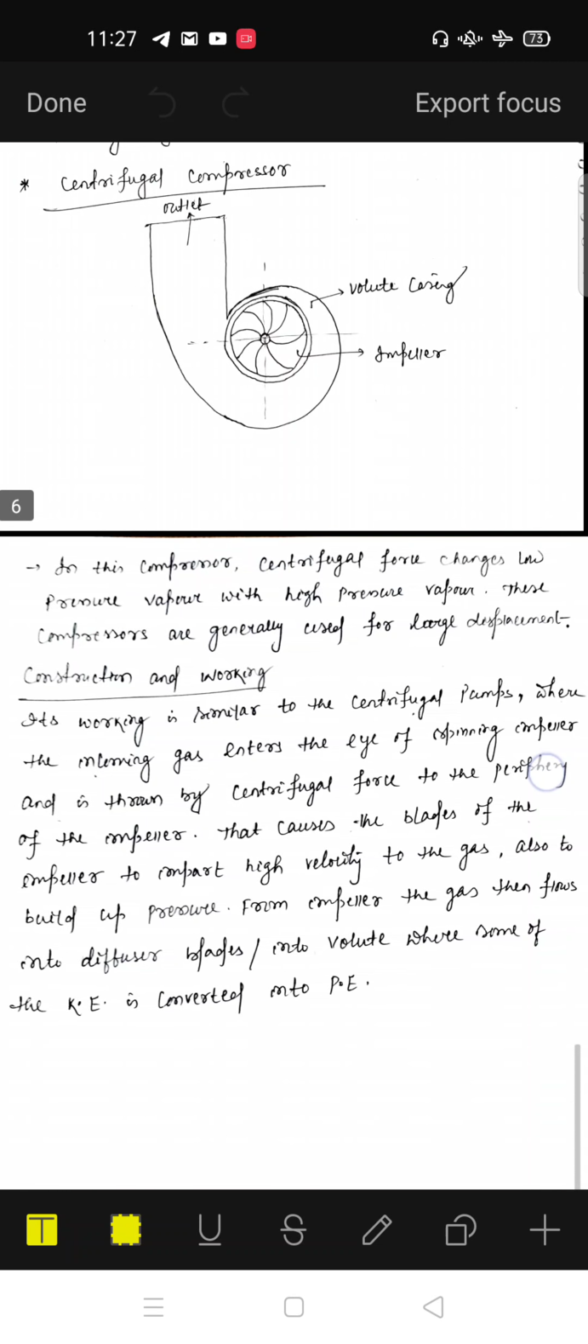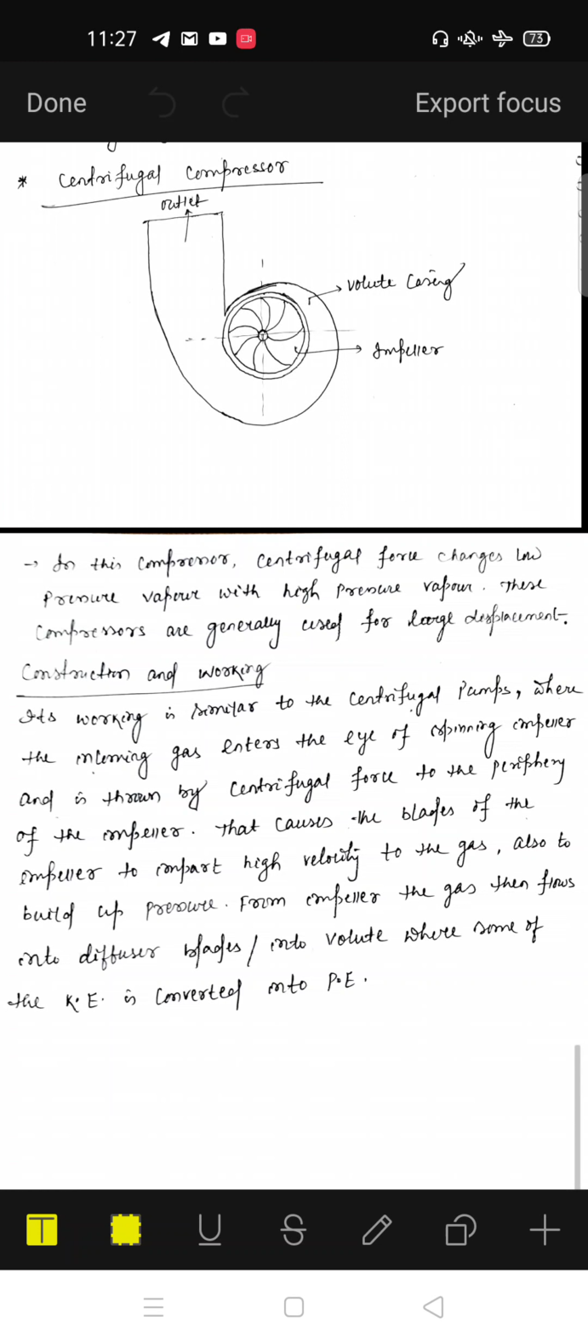Okay students, so this completes your refrigerant compressor. Next we will deal with other refrigeration equipment, that is condenser and evaporator.